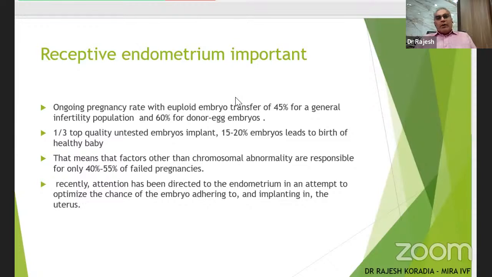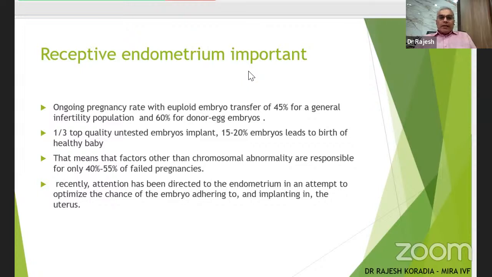The receptive endometrium, why is it important? The ongoing pregnancy rate with euploid embryo transfer is 45% for a general infertility population and 60% for donor egg embryos. One-third of top quality untested embryos implant, and 15 to 20% of the embryos lead to the birth of a healthy baby. That means that factors other than chromosomal abnormalities are responsible for only 40 to 55% of the failed pregnancies.